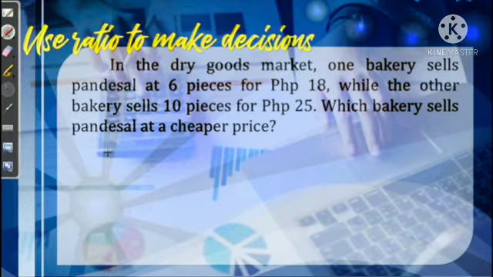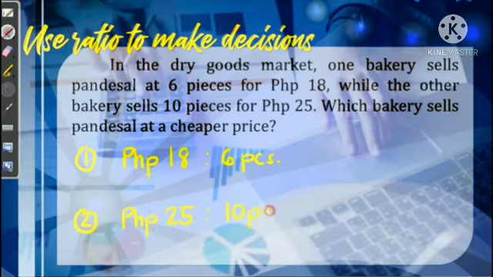So it is stated in the problem that the first bakery has 18 pesos for 6 pieces. So 18 pesos is to 6 pieces of pandesal. And the second bakery, we have 25 pesos for 10 pieces. Okay, so how will we know which one gives a cheaper price?